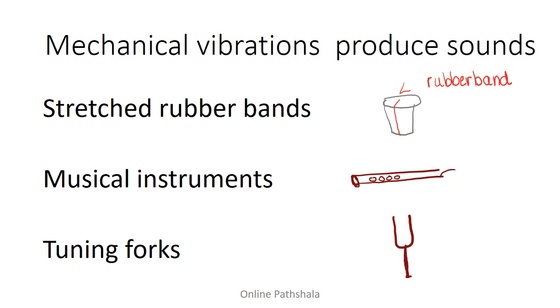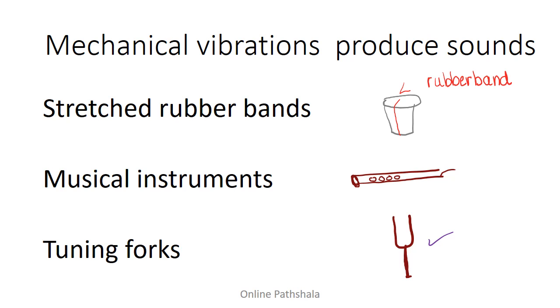And then the third example is the tuning fork. This is what we typically use in the laboratory. So the tuning fork just looks like this, and what essentially we do is we just strike this fork. We just pull it, and then it starts vibrating. It does a to and fro motion very quickly, and that is what produces sound. So mechanical vibrations produce sounds.